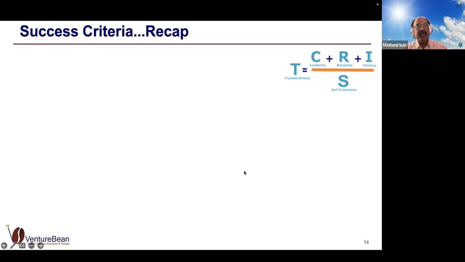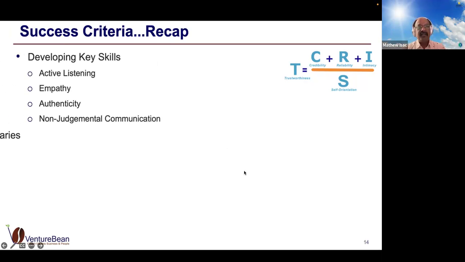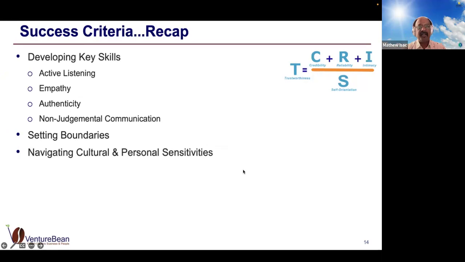All right. So very quickly, these are the success criteria: developing skills, active listening, empathy, authenticity, all of that, setting boundaries, navigating, and accountability.